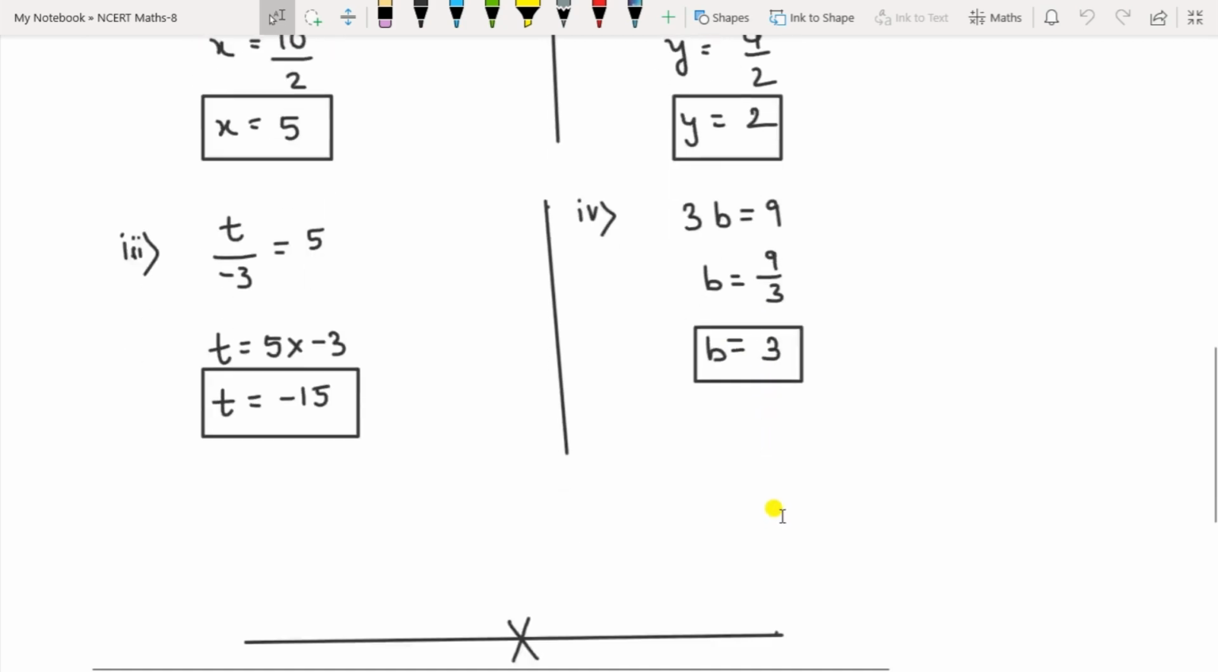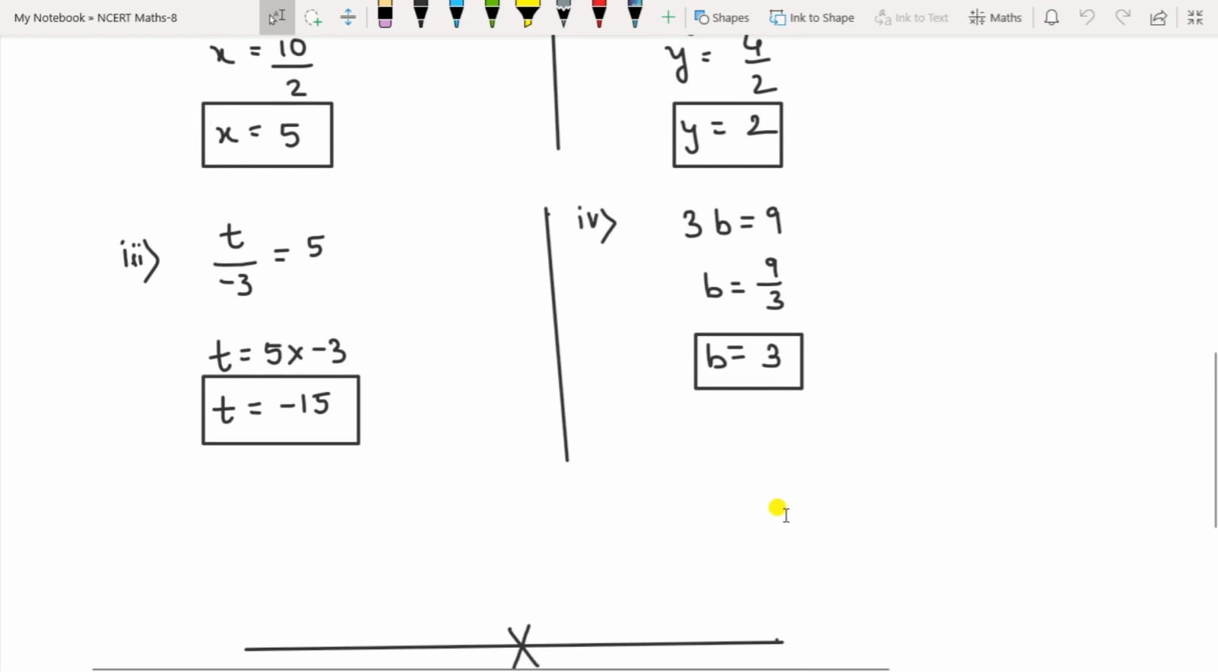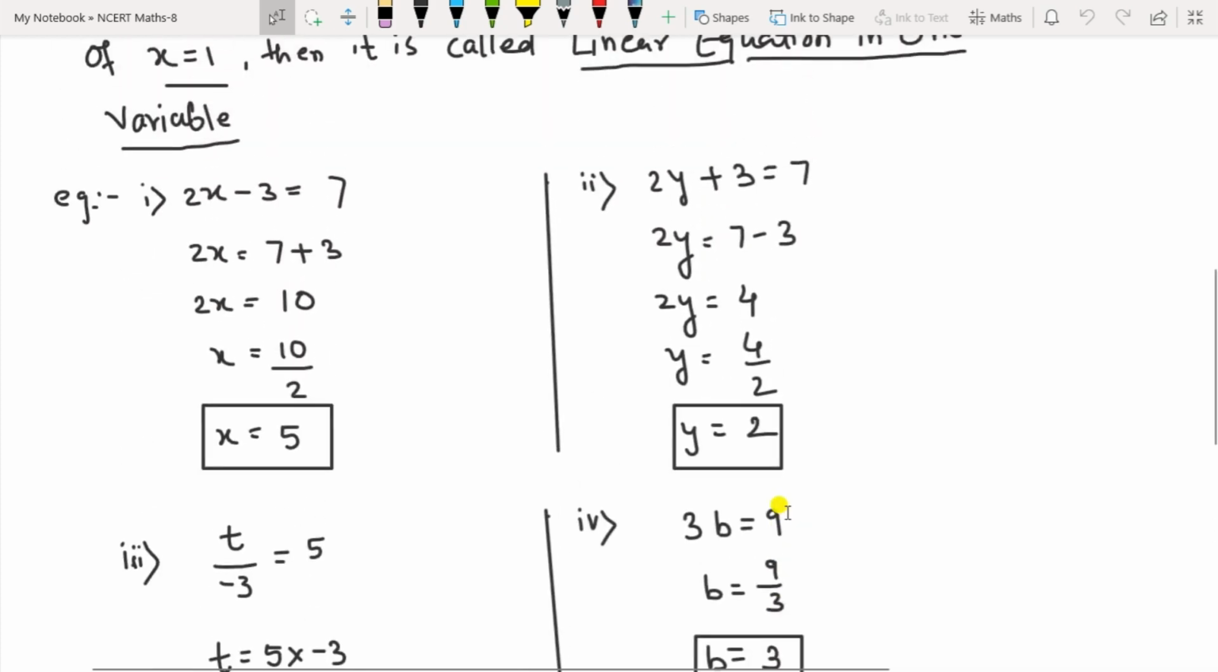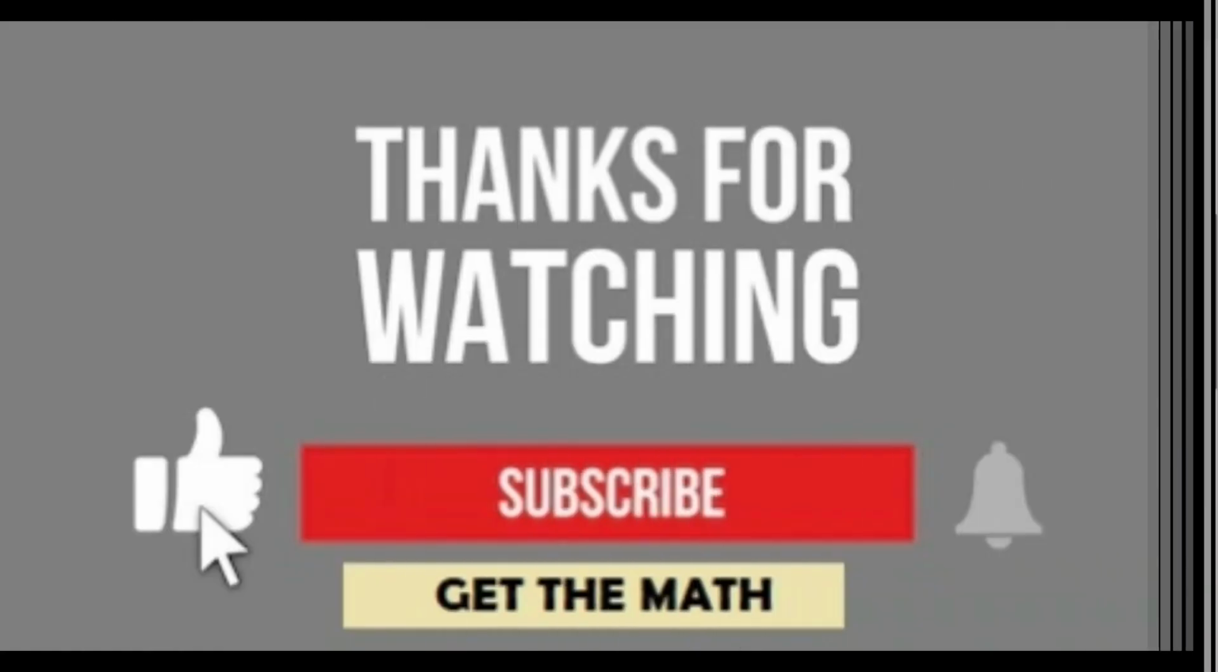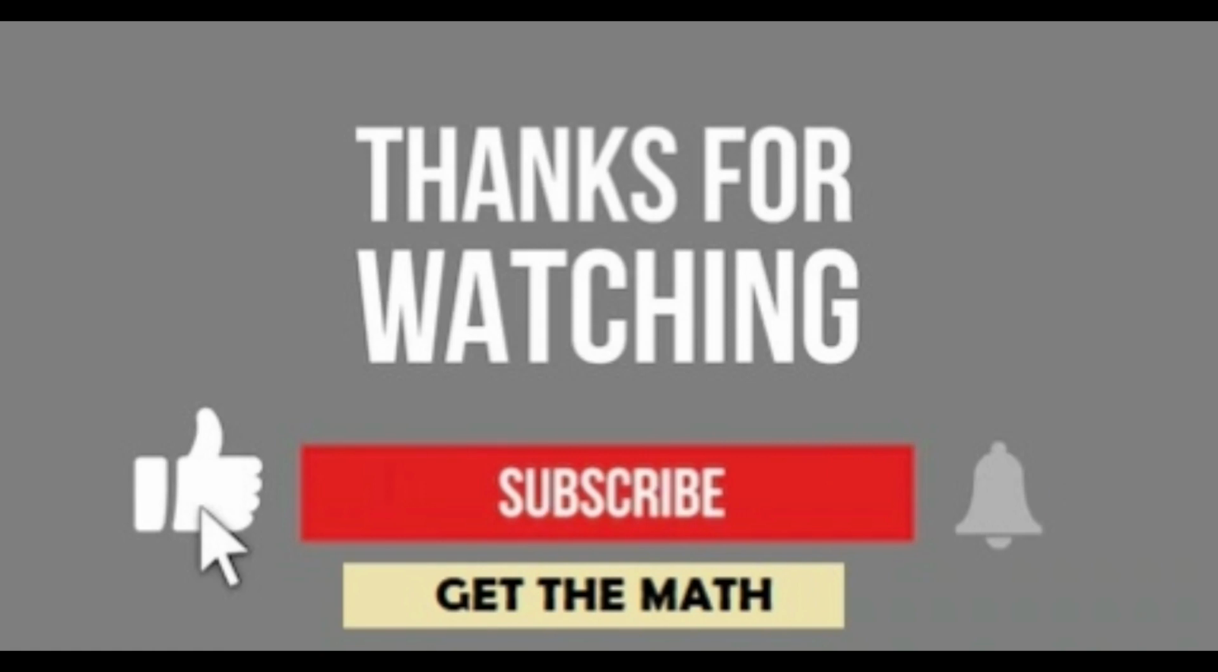So these are some basic examples I have given of how to solve linear equations and find the value of the given variable in the equation. That's all for now. This was the introduction to lesson 2.